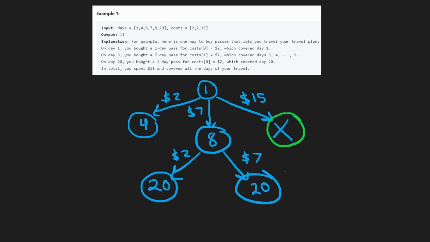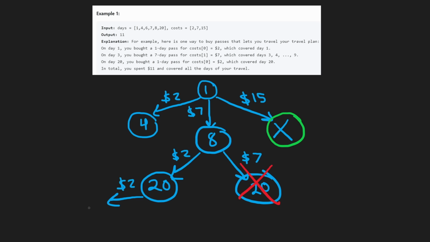So you can kind of already tell that this path is the same as this one, except this one just costs more. So this is probably not going to be the solution. And from here, we also have a choice. We can purchase a 1-day pass or a 7-day pass or a 30-day pass. But since there's only 1 day left, day 20 is the last day, of course, we're going to want to purchase a 1-day pass, right, for $2.